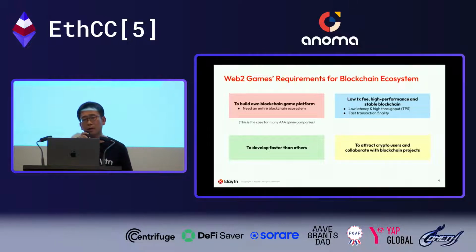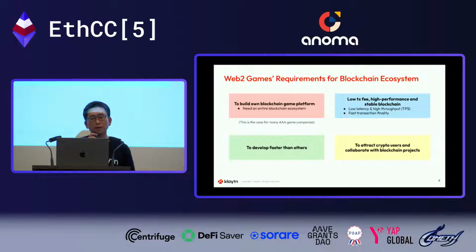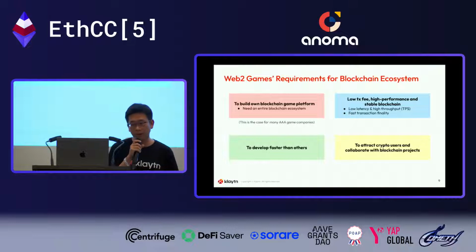And of course, their existing games are really high performing, and they require a really high performance blockchain. So a high performance and stable blockchain is the primary one, but they also need a low transaction fee structure. The third one is about time to market. You know, the competition between game companies is really high, and they need to develop their blockchain game platform or blockchain games faster than others, of course. And the last one is about users and ecosystem projects. Of course, more and better.